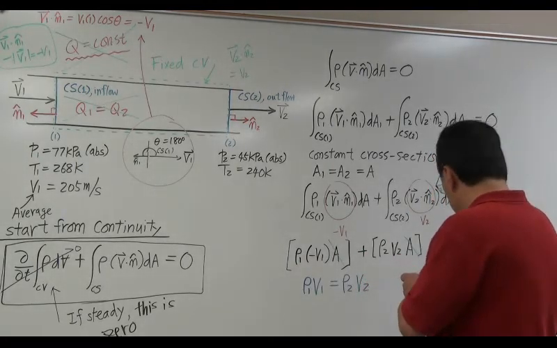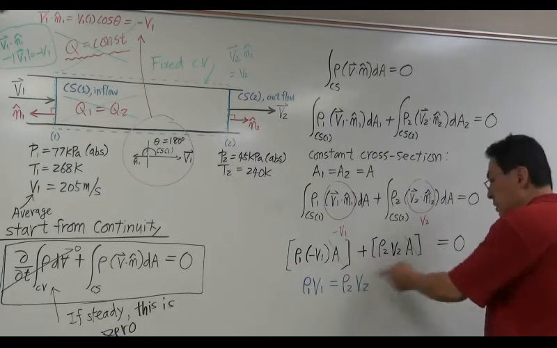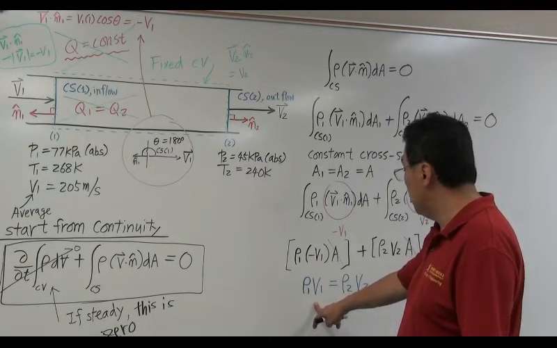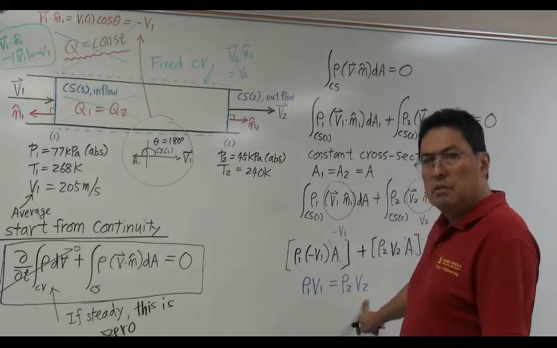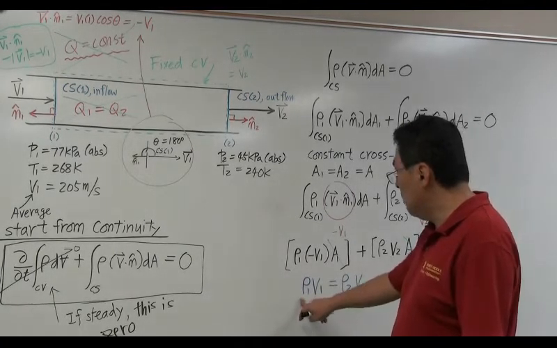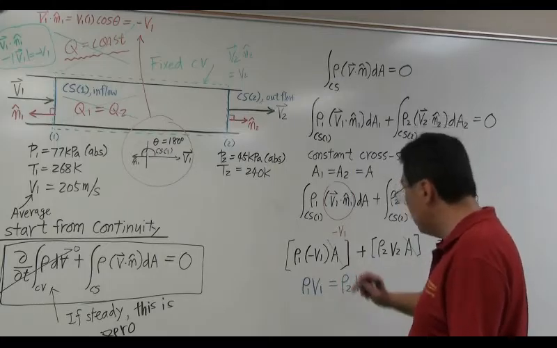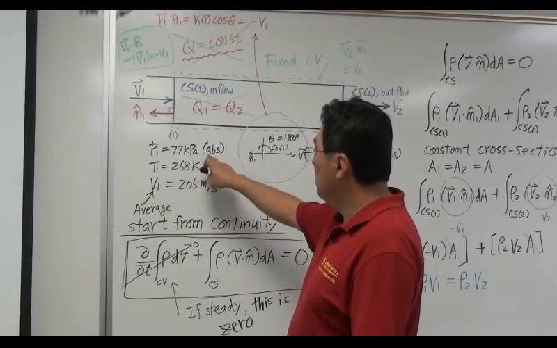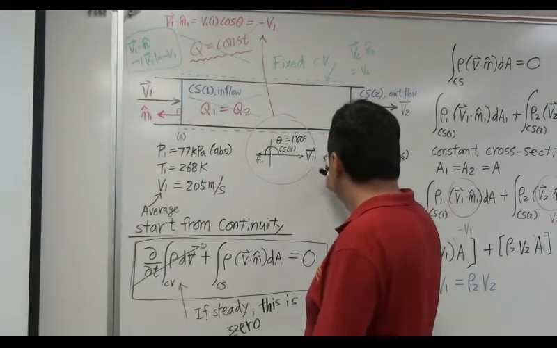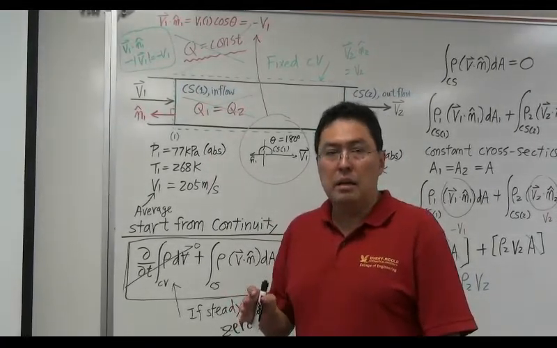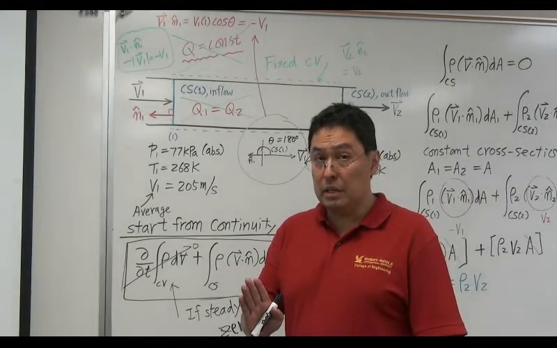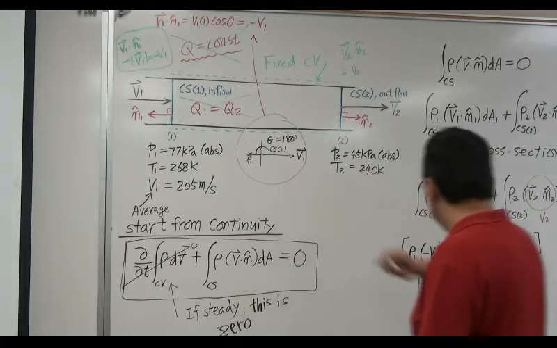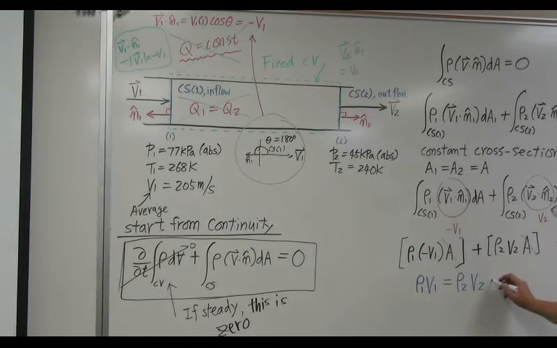Okay? So now, knowing this is true, if the velocity V1 average value is 205 meters per second, what is V2? In order to discover that, you need to find out what is the density. Can we get the density out? I guess the answer is yes. That's why pressure and temperature is given. So we can apply the equation of state of ideal gas, P equal to rho RT, to find out rho 1, rho 2. Okay? So let's move on.